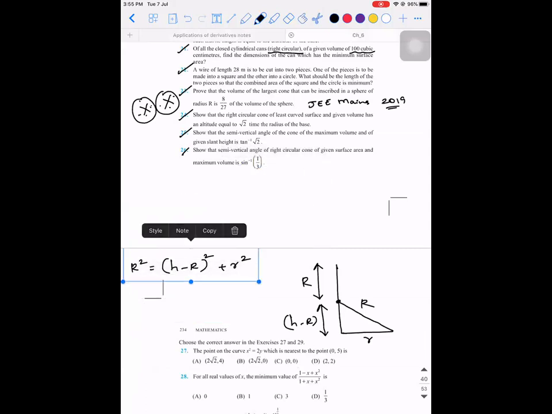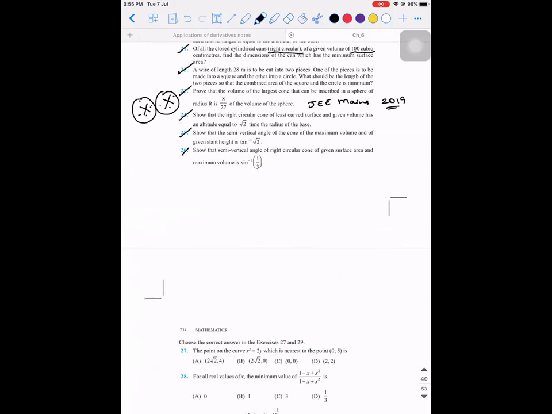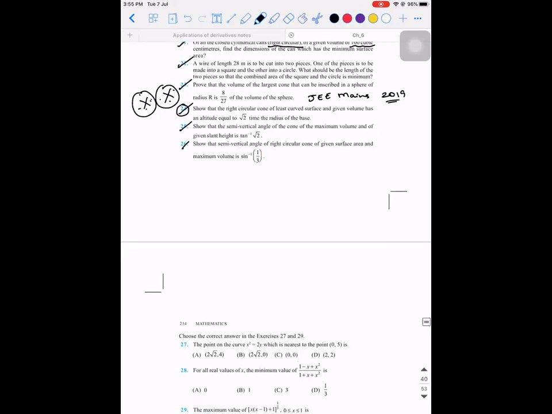So try the next one. What are they saying? Show that the right circular cone of least curved surface area and given volume has an altitude equal to √2 times the radius of the base. This is similar to the example problem which we did. Okay. So can you people try? Show that the right circular cone of least curved surface area and given volume has an altitude equal to √2 times its radius of the base.